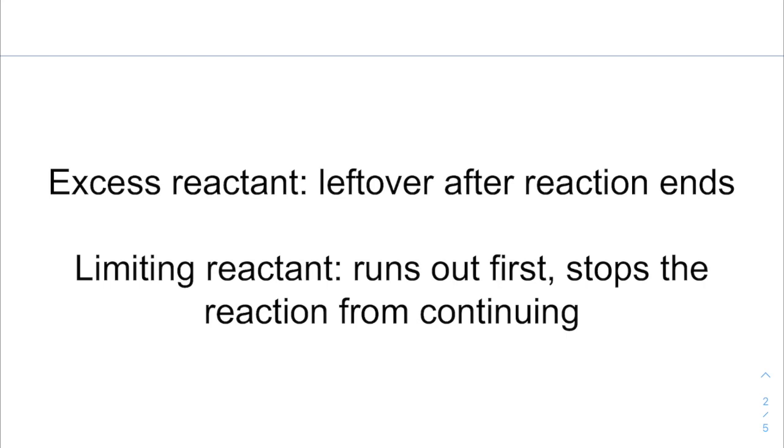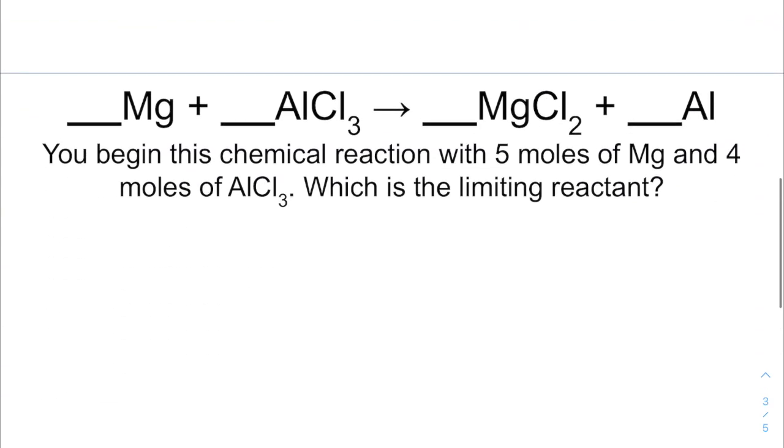Let's go ahead and start talking about limiting and excess reactants. So like I was talking about in class the other day, excess reactants are what is left over after a reaction ends. Limiting reactant is what runs out first. It's the reactant that will be used up, and once it is used up, the reaction cannot continue, no more product can be made. I used the example in class of making cheese sandwiches, and we ran out of bread, so bread was the limiting reactant. And then we couldn't make any more sandwiches after that. But we had cheese left over, which would be the excess reactant. So let's take a look at how we figure this out.